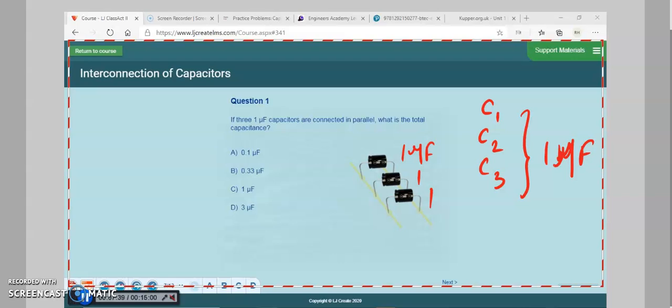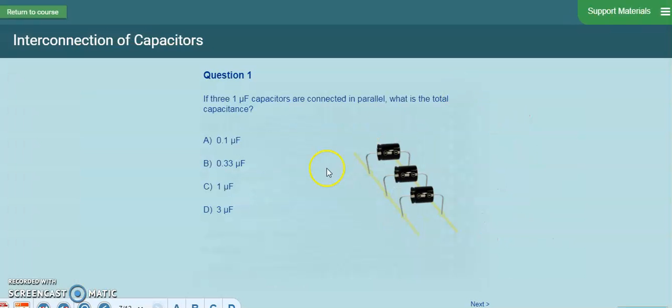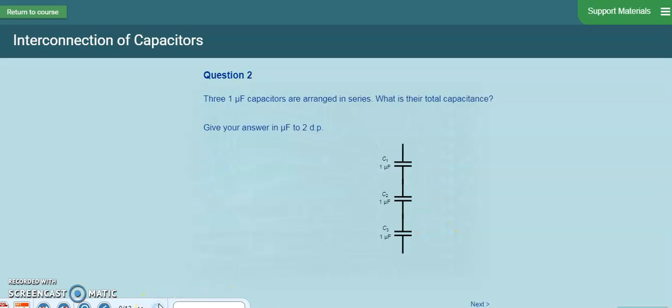So always parallel is just the opposite of resistance. So C total is going to be equal to C1 plus C2 plus C3. And you get your total answer after adding it, which is going to be 3 microfarad. Now moving on to the series one.